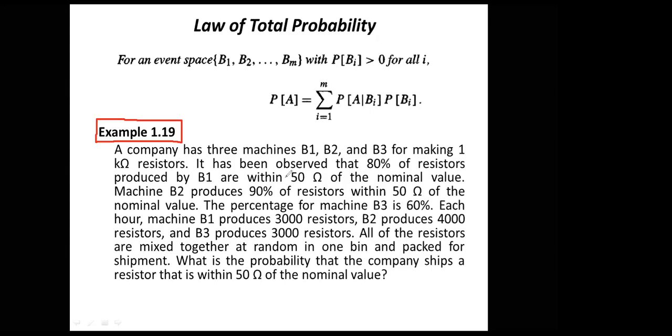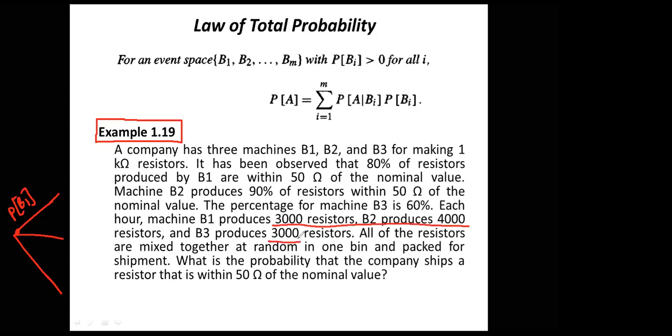So what actually is our idea? That means we are having B1, B2, B3. Probability of B1 is what? It is the production probability, not 1 by 3. It's 30%, 0.3. 3,000 divided by 10,000. Because 3,000, 4,000, and 3,000.